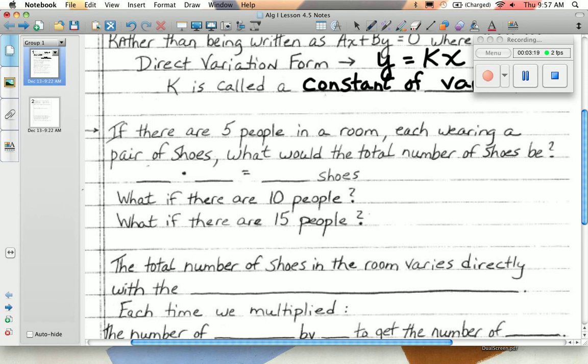If there are 5 people in a room, each wearing a pair of shoes, what would the total number of shoes be? Not pairs of shoes, but the total number of shoes. So there's 5 people in the room. Each of them is wearing a pair of shoes, so how many shoes does each person have? 2. So how could we figure out what the total number would be? 5 times 2. How many shoes would there be altogether? 10. Well, what if there were 10 people in the room? 20. What if there were 15 people in the room? 30.